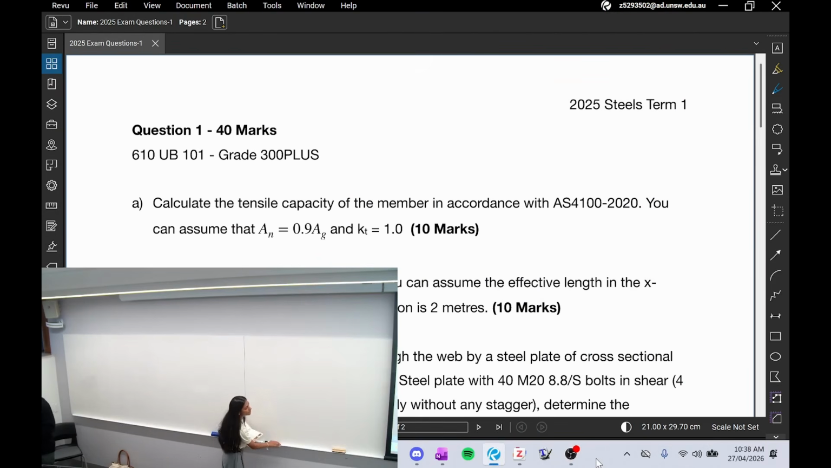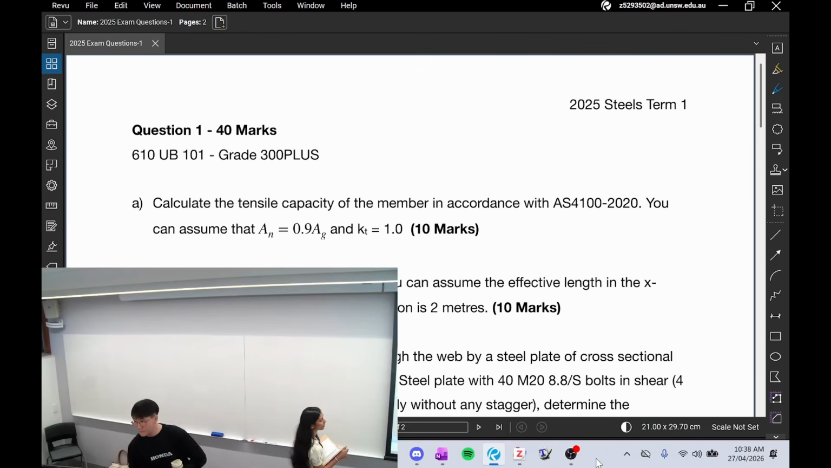So I'm going to go over the first question and Henry's going to do the other two. Question number 1, we have this section that they've given us, 610 UV 101 from grade 300 plus steel. Are you guys familiar with OneSteel at this point? You all know what OneSteel is and you have access to it? If you don't, please get access to it, because otherwise you might struggle.